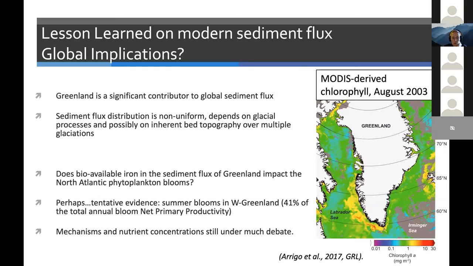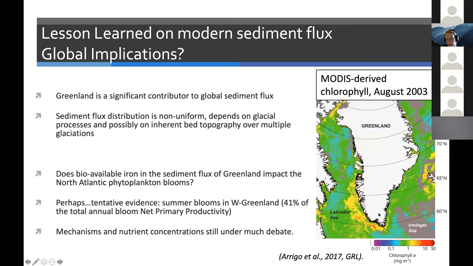Another spin-off of this is how much bioavailable iron comes with all this sediment flux. One indicator and suggestion that there may be something to that hypothesis that was cast initially by Bhatia is that summer blooms in Western Greenland, and I'm showing you that here, have increased net productivity. And that really big hotspot is right in this area too.